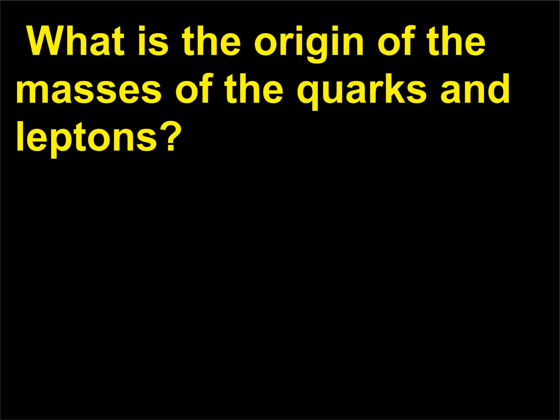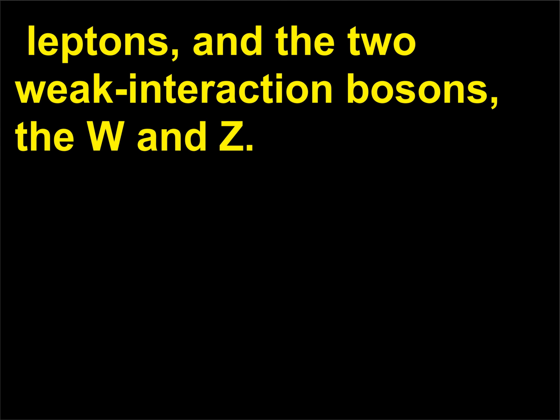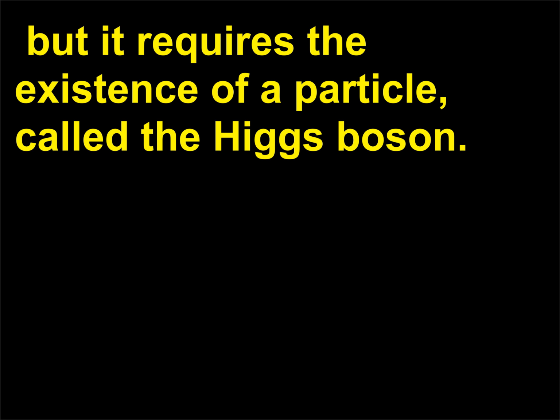What is the origin of the masses of the quarks and leptons? Peter Higgs, 1929, a British physicist, proposed a mechanism that gives rise to the masses of the quarks, leptons, and the two weak interaction bosons, the W and Z. The mechanism successfully predicted the mass of the Z boson, but it requires the existence of a particle called the Higgs boson.